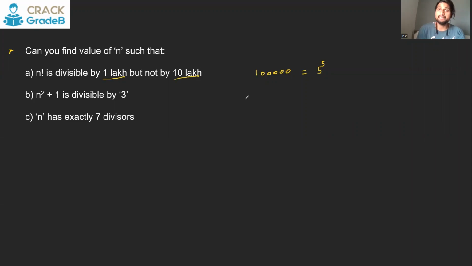It should not be divisible by 10 lakh, and 10 lakh is 10 raised to the power 6, or we have 6 zeros. That means we require 6 number of 5's. So a number should not have 6 number of 5's. A number should have only 5 number of 5's. Any factorial number like this. Can you form a factorial number like this?